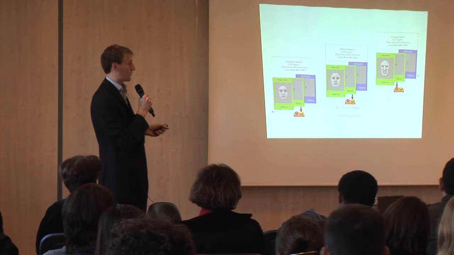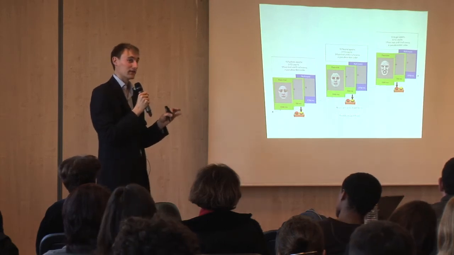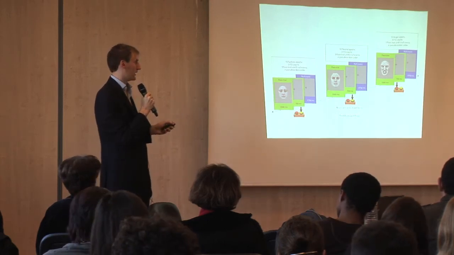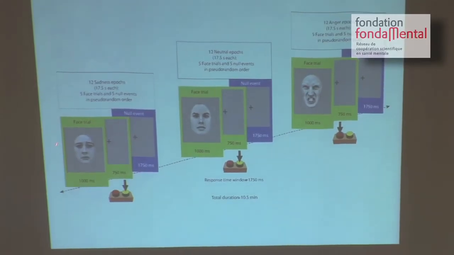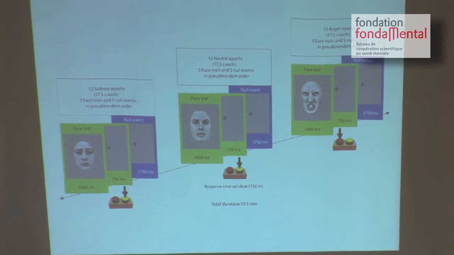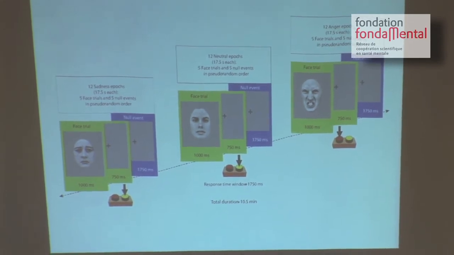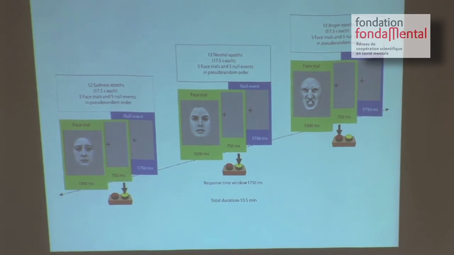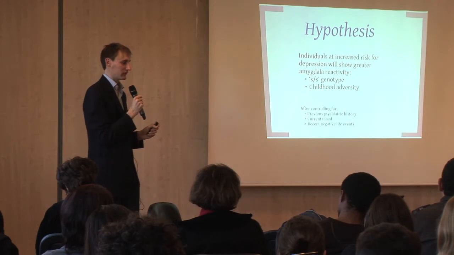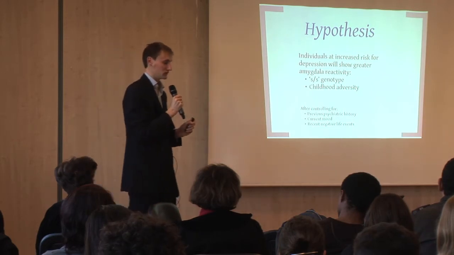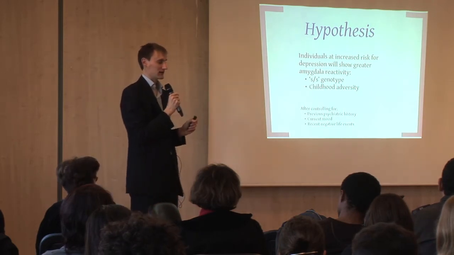Participants saw faces and were asked to identify the gender, to say whether the face they saw was a male or female face, and implicitly process the emotion. They saw faces which were either sad, neutral valence, or angry valence. It's quite a straightforward task, commonly used in the literature. And the hypothesis was, do individuals at increased risk for depression show greater amygdala reactivity?